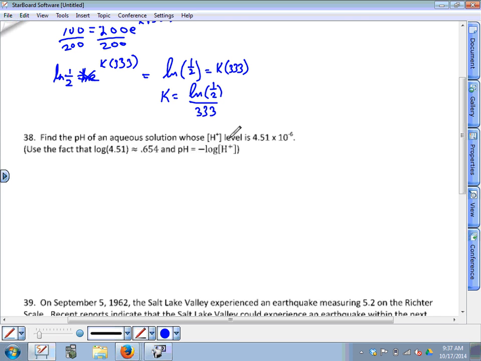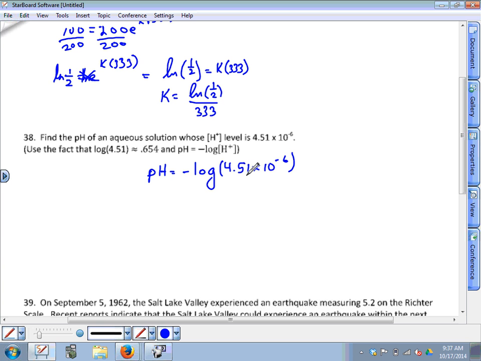Okay. So for 38, we have some kind of a liquid solution here whose hydrogen ion concentration is 4.51 times 10 to the negative 6. We have to plug that into the pH formula here to figure out what the pH is. So pH is negative log of 4.51 times 10 to the negative 6.